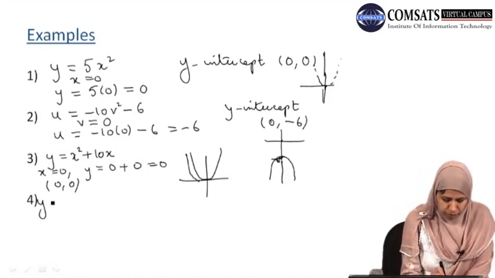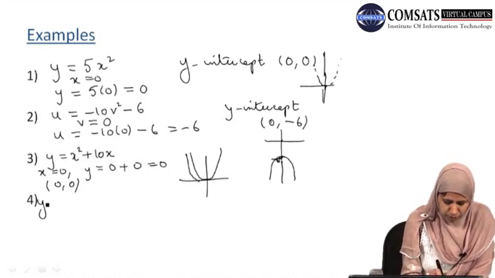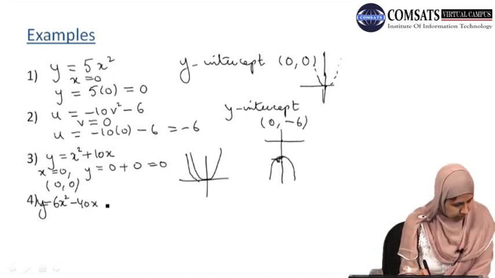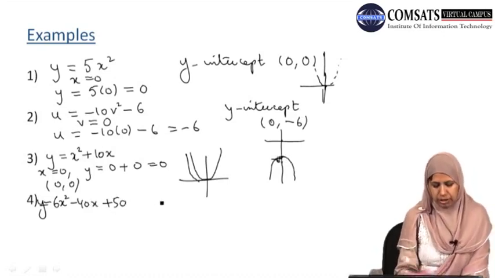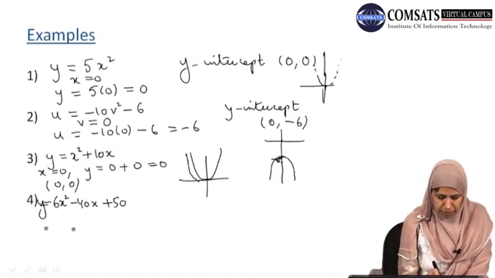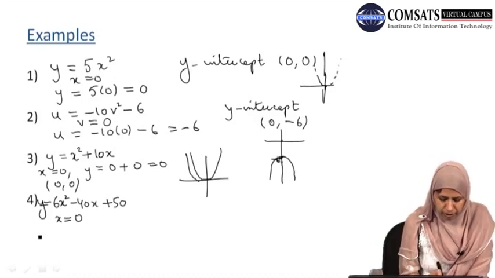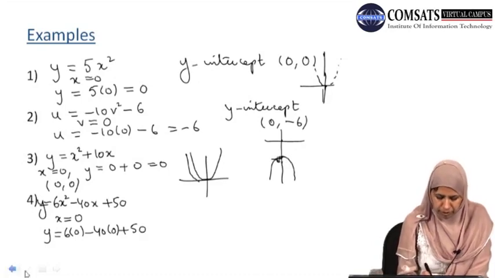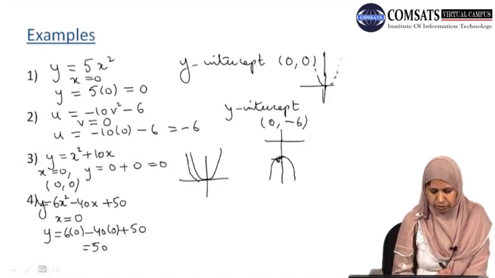Our fourth example was y equals 6x square minus 40x plus 15, and we want to find the y-intercept. So we'll simply put x equals 0, and then what do we get? 6 into 0 minus 40 into 0 plus 50, which is equal to 50.